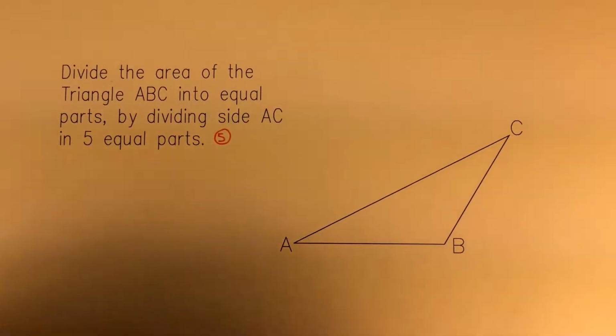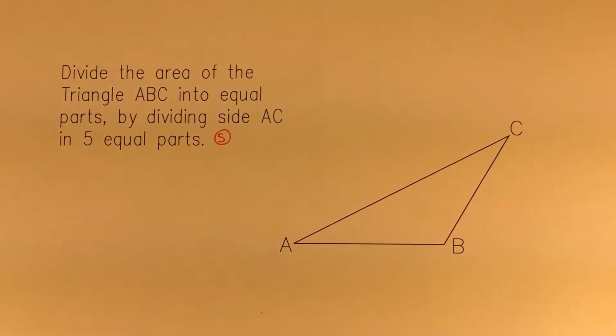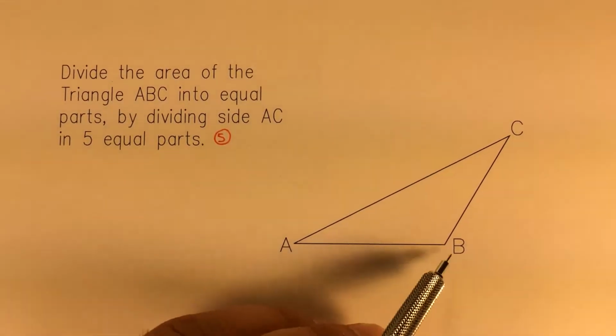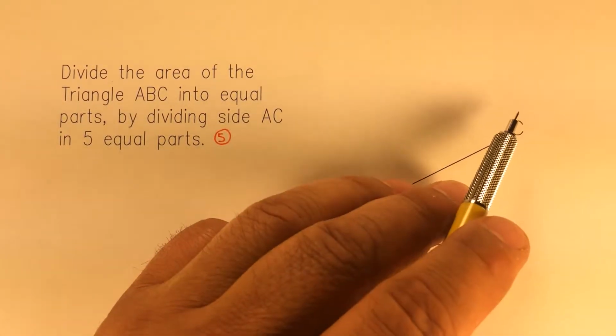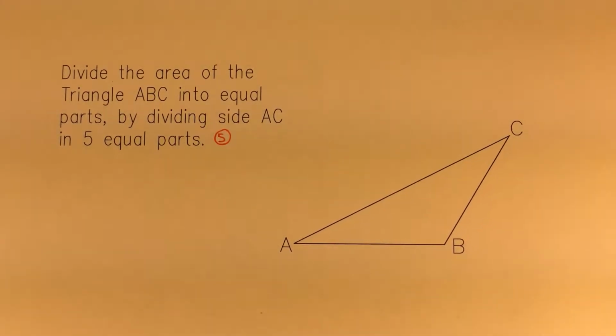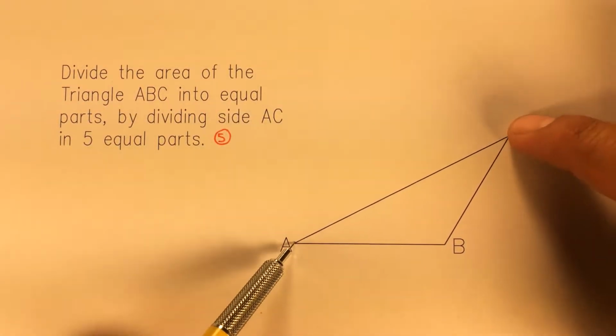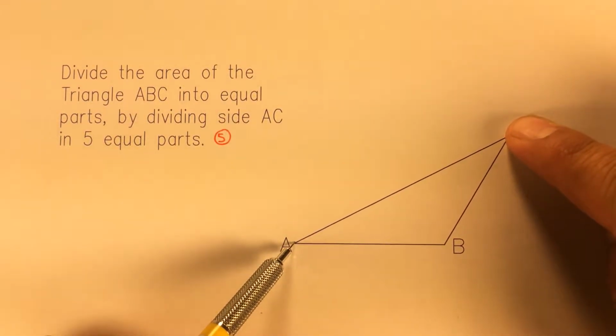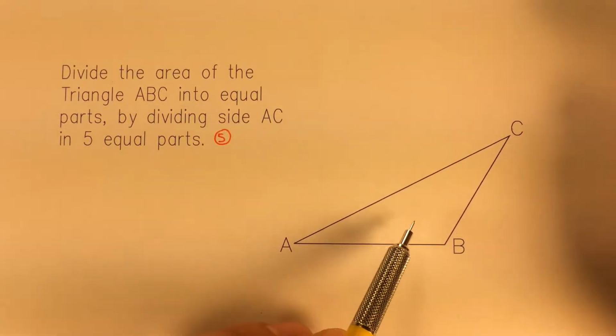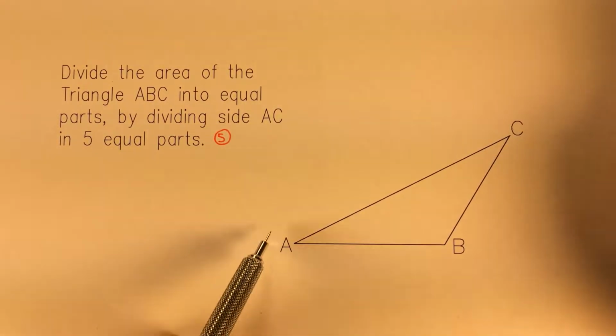Geometric instruction number 5. Divide the area of the triangle ABC into equal parts by dividing side AC in 5 equal parts. So what it's telling us is to use this length, divide it into 5 pieces, and the area that we need to divide into 5 equal areas is this triangle right here.